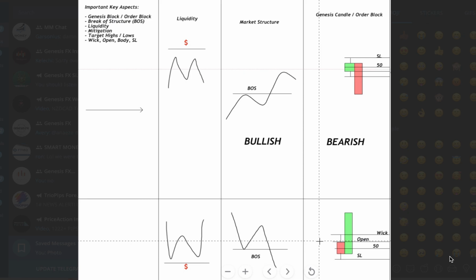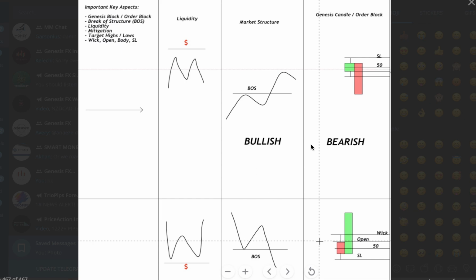breakdown. And before we get started, I want to show you the important key aspects in terms of what we do when we trade. Okay, so one of the first things you notice is that we use the Genesis blocks. All right, the order block, same thing, just a different name for our brand. Breakup structure, liquidity, mitigation, target highs and lows, wick, open body, and stop loss.